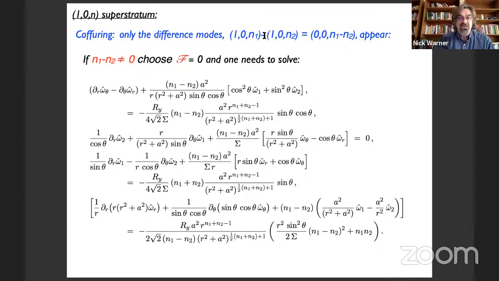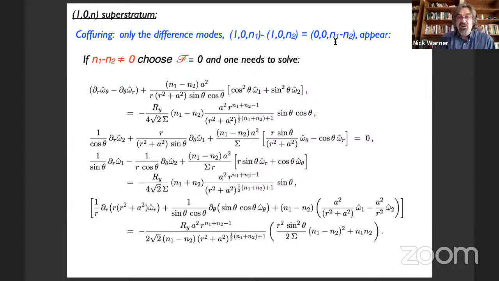And here's the system you actually need to solve with the sources. That has no source. This is a source that turns up, and so forth. This is a source that turns up. So at the end of the day, this is the system you have to solve for the oscillatory modes.